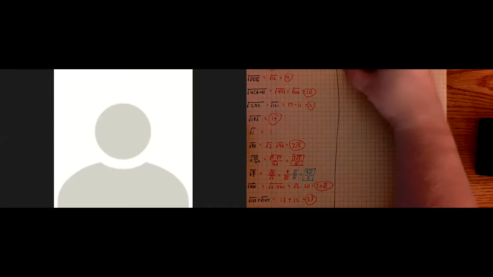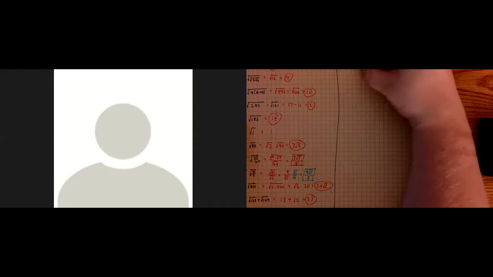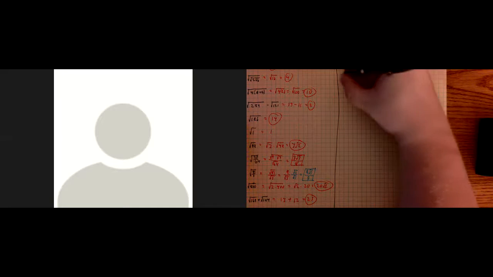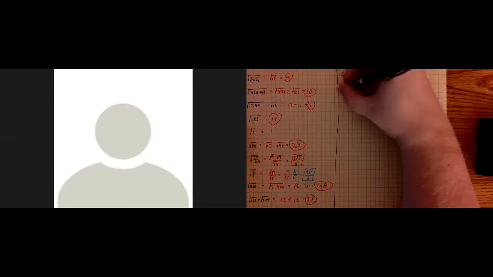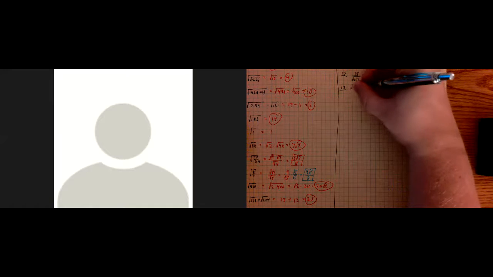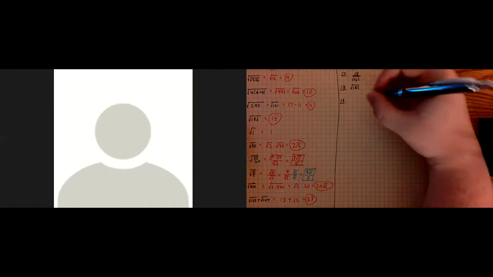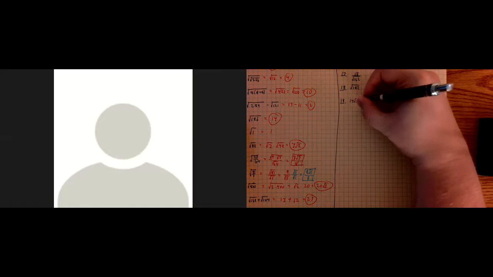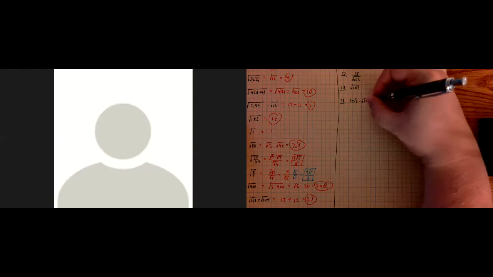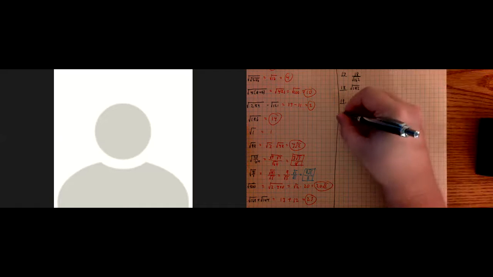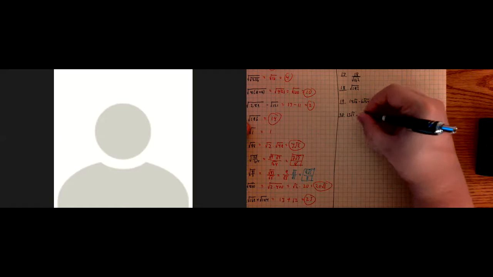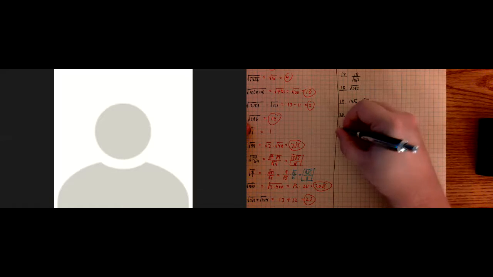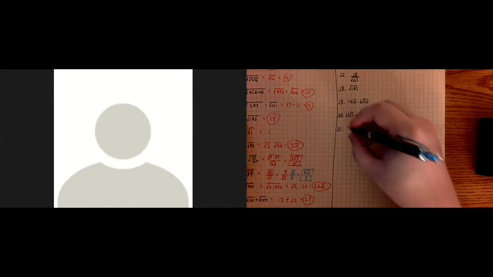Let's see, starting with number 16. Number 16 has the square root of 8 over 50. 17 has 18 over the square root of 162. 18 has the square root of 192. 19 is 14 square root of 6 minus 6 square root of 24. 20 is 15 square root of 5 plus 7 square root of 45.